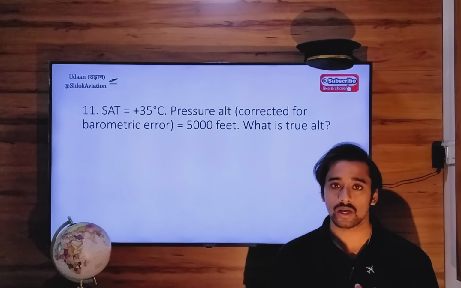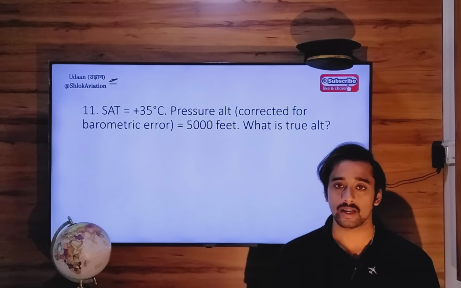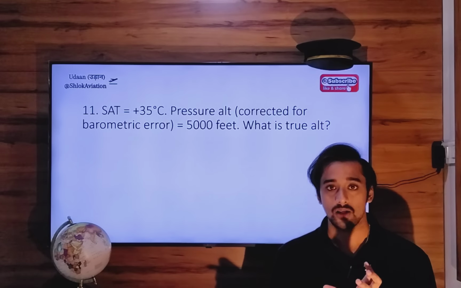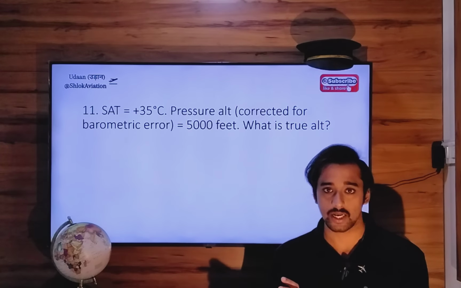So in both cases, this altimeter will not behave according to expectations. Basically, it will give erratic or wrong readings. The difference between indicated altitude and true altitude is there. So when you fly from a high pressure region to a low pressure region, the true altitude of the aircraft is less than the indicated altitude.